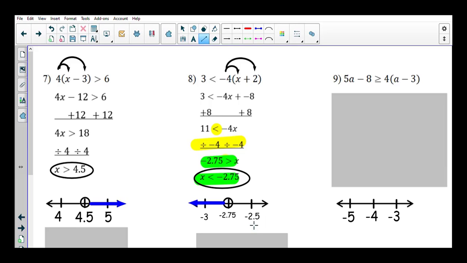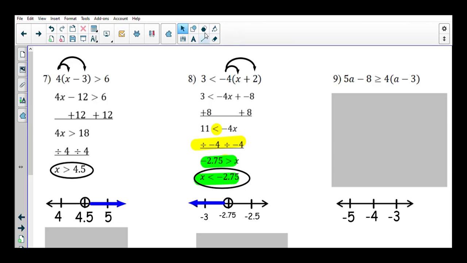All right, we have a handful more questions to see. Now we're going to have grouping symbols and variables on both sides. None of these are going to be a no solution or all real numbers kind of situation. Doesn't mean you may not see that in the future with inequalities like we did with equations, but we're not going to kick it up that far of a notch, at least not at this point. So let's take a look at number 9.